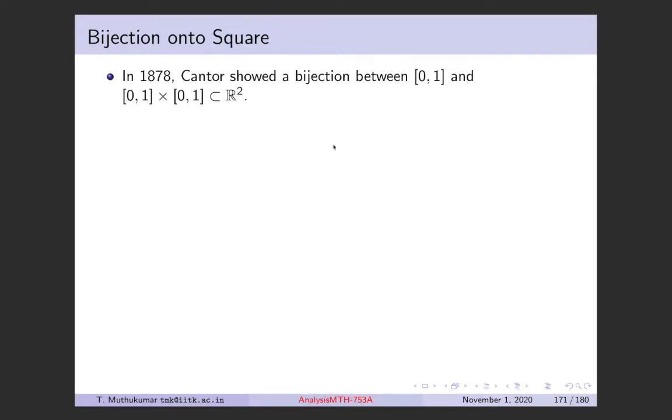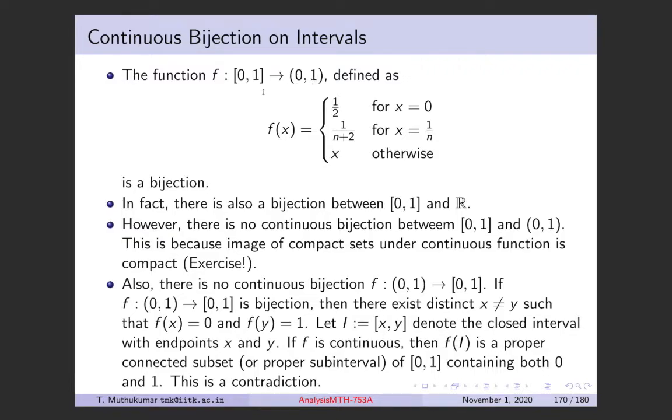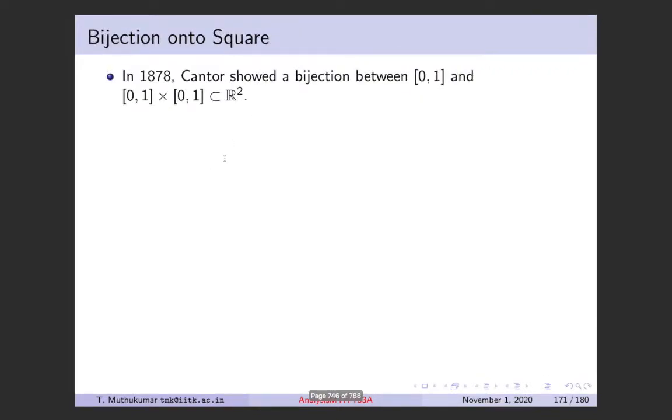So now the question that we are asking is, can we have a bijection? Similar to what we had last time from 0 1 to 0 1. We ask the same question: do we have a bijection between the closed interval 0 1 and the square 0 1 cross 0 1?